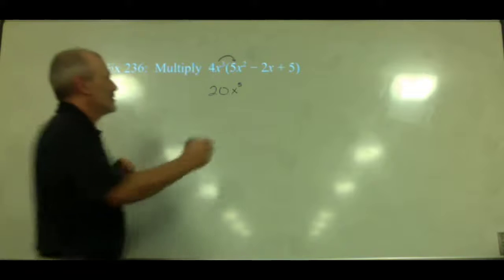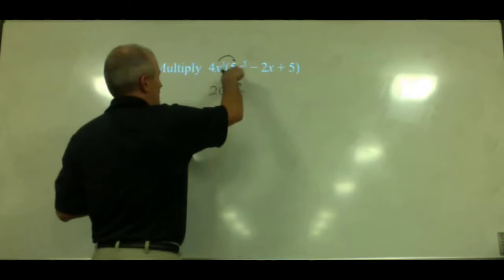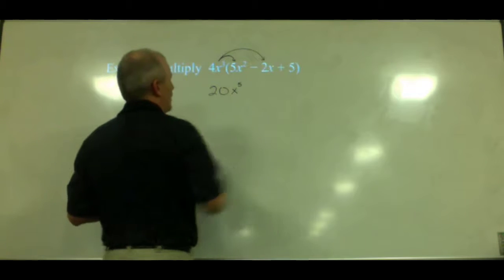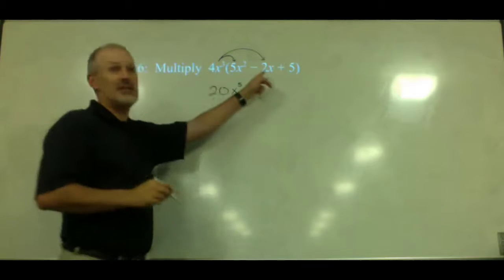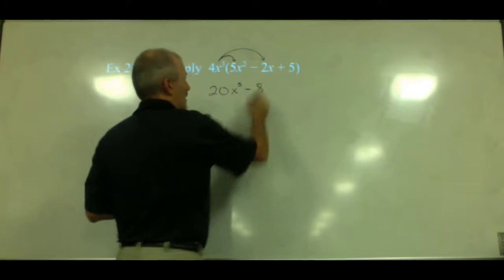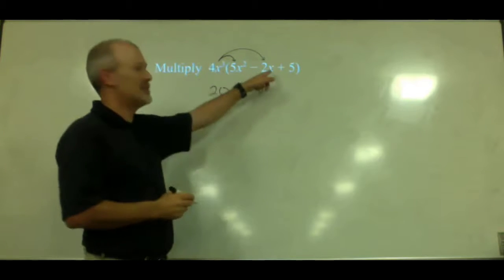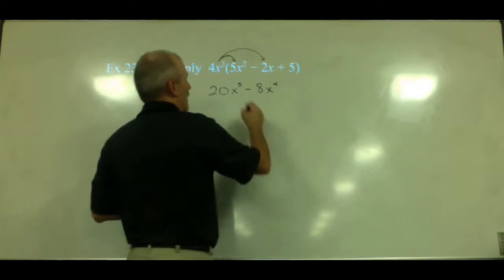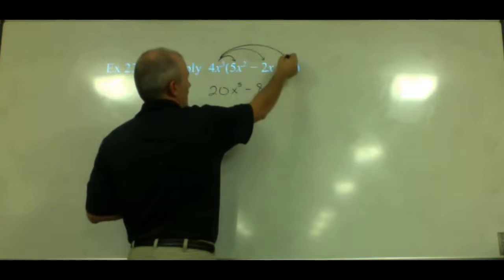Okay? So we've done the first one, 4 times 5 and x cubed times x squared. Now we do this one, and we again are multiplying. So 4 times a negative 2 gives us negative 8. And then x cubed times x is x to the 4th. Very good. And then we distribute to this one, and we get what?